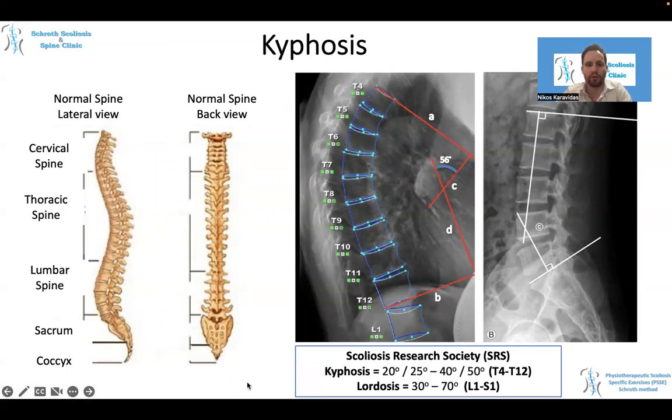According to the Scoliosis Research Society, the normal range for kyphosis is between 20 and 50 degrees, or 25 to 40 degrees, measured by T4 as upper end vertebra and T12 as lower end vertebra. And lordosis is between 30 and 70 degrees, measured from L1 to S1.